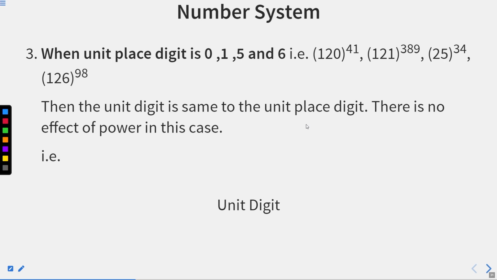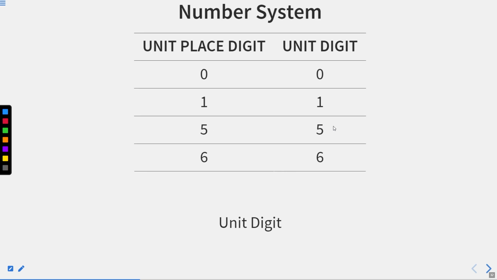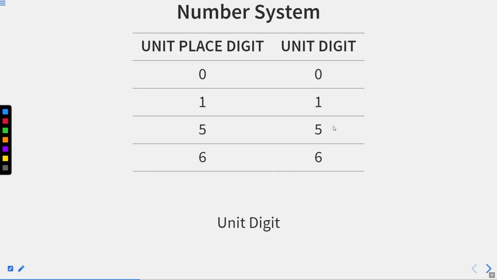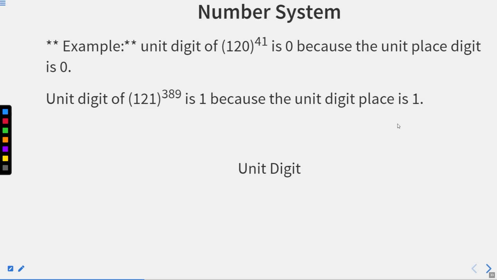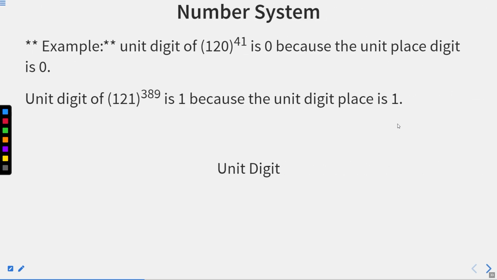If it is 0, you will get 0. If it is 1, after solving all the powers, you will have 1. If it is 5, then you will have 5. If it is 6, then you will have 6. Okay. So you just have to remember this table that is in front of you. Now one very simple example: the unit digit of 120 to the power 41.